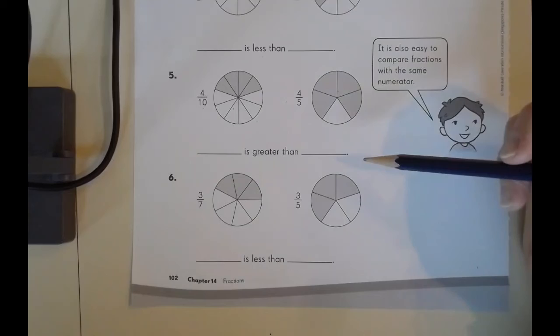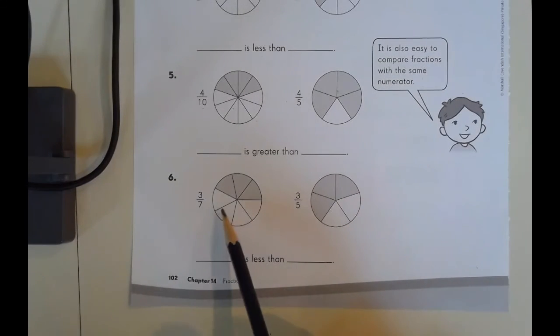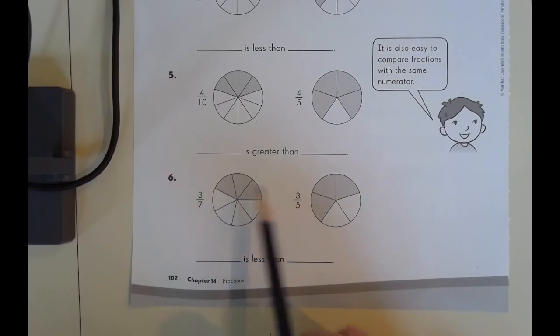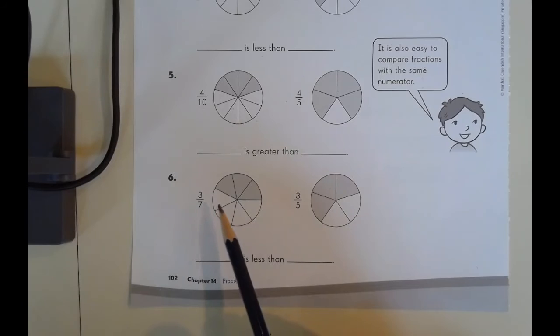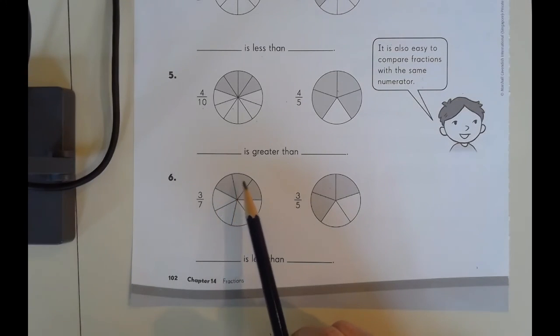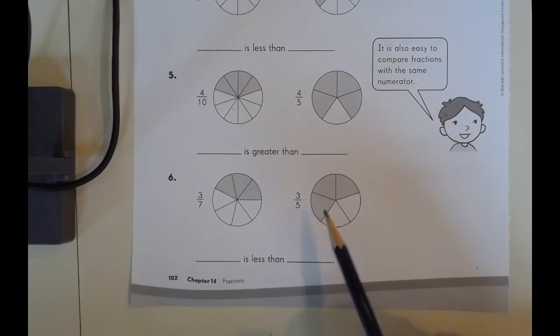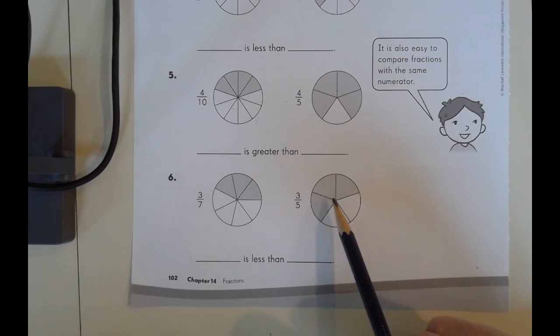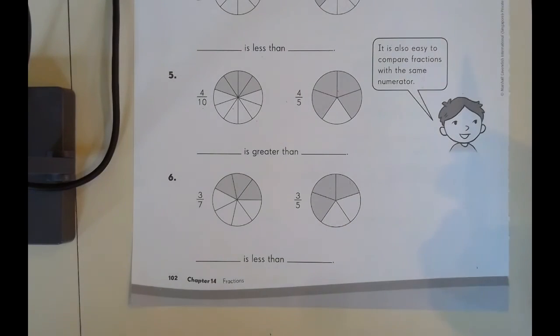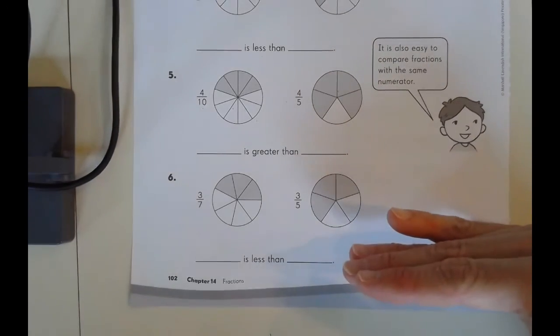Okay, same thing here. In this case, I'm going to eat 3 pieces of pie. If the pie is cut into 7 slices, those 3 pieces that I eat are going to be smaller than if the pie is only cut into 5 pieces. Those pieces are going to be bigger when I eat them. So I'm clearly going to be eating more. Okay? Those are just a few hints for you. So work through the rest of this page.